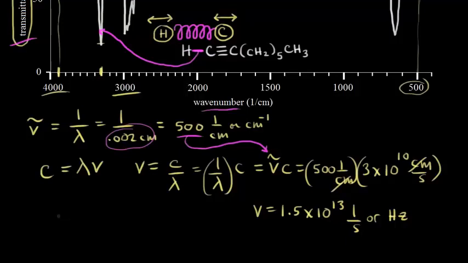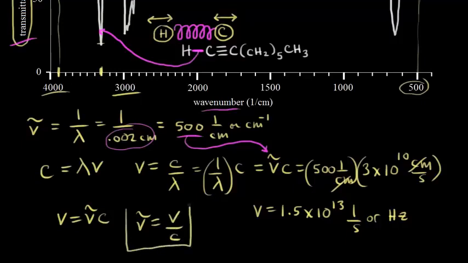So let me just rewrite this really quickly. Frequency is equal to wave number times the speed of light. And so wave number is equal to the frequency divided by the speed of light. And we'll use this in a later video, so we'll come back to this idea. But for right now, the frequency of light is directly proportional to the wave number.